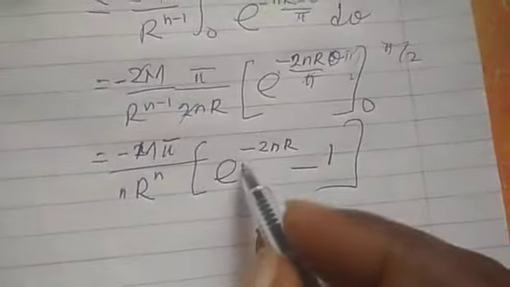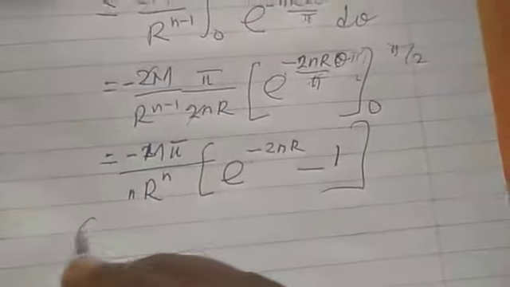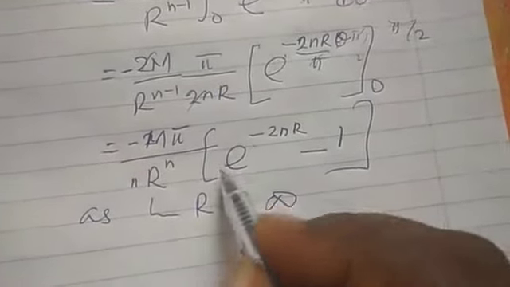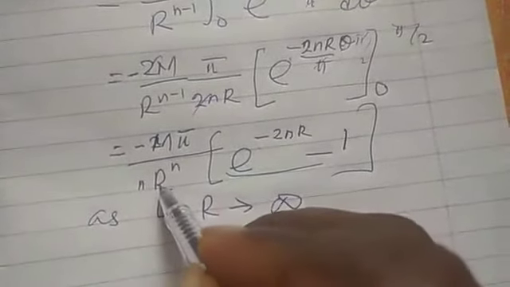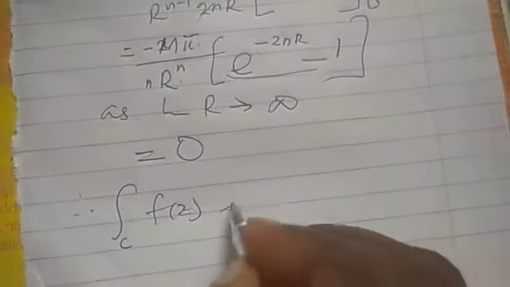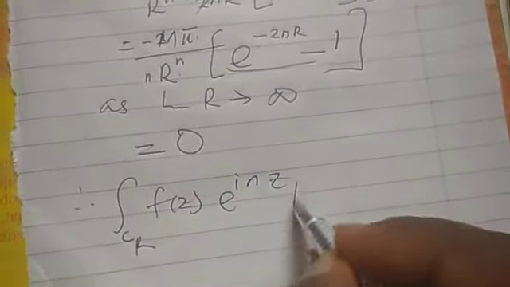So without you stressing yourself, here, as we take the limit as r tends to infinity. If r tends to infinity, this one is 0. This one is under infinity, anything over infinity is 0. So it makes that thing to be equal to 0. So since the integration cannot be less than 0, therefore it is equal to 0. Therefore, the integral of f of z dz over c bigger, exponential m pi z dz, tends to 0 as r tends to infinity.